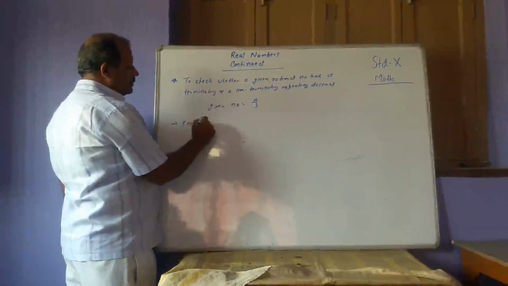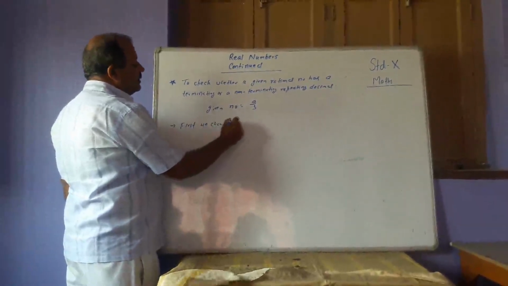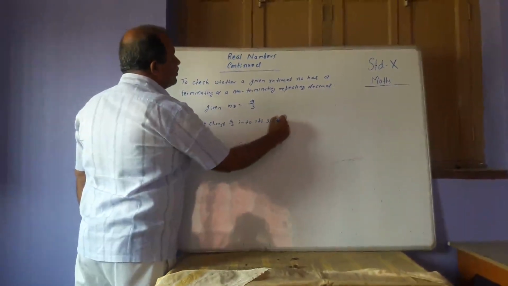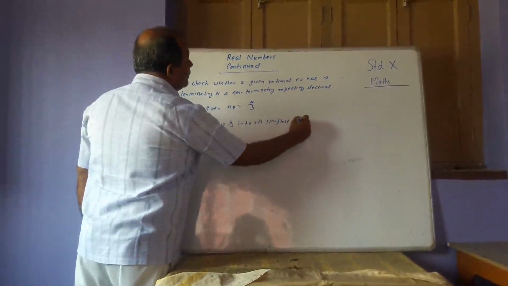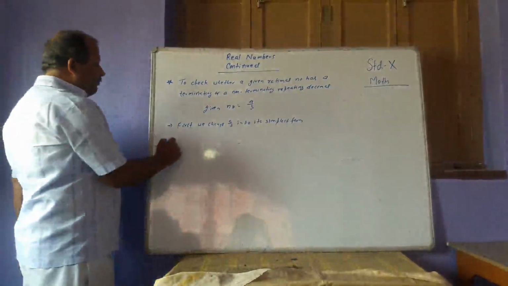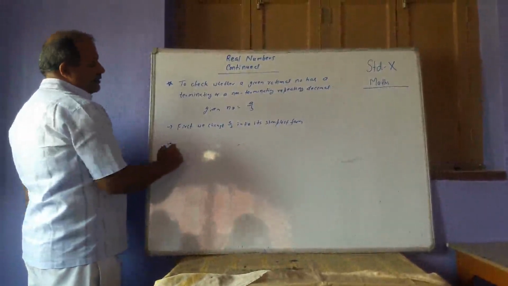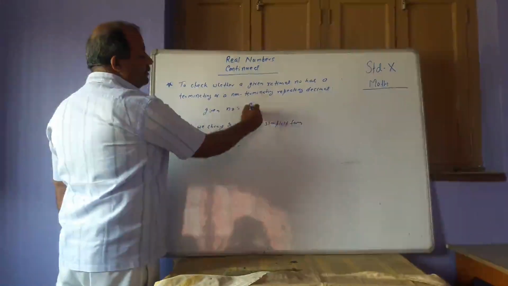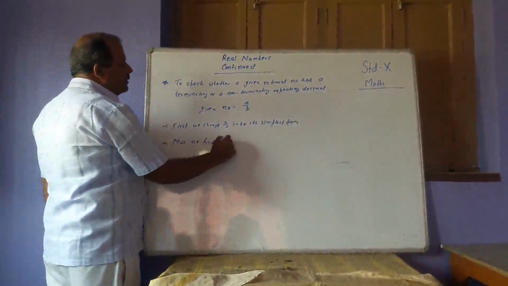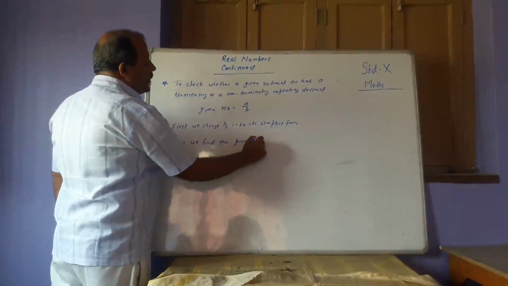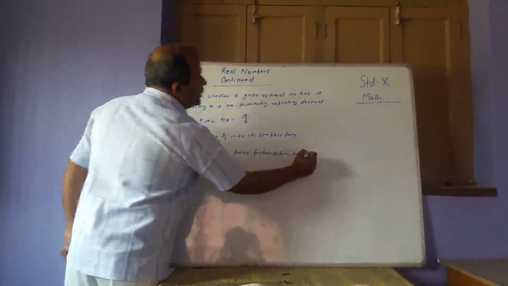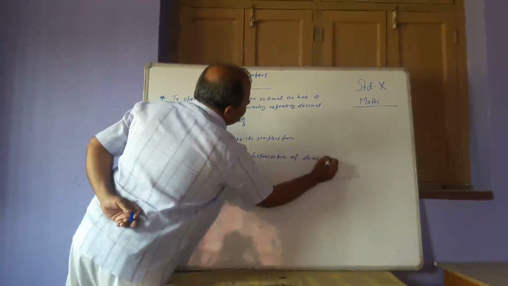First, we change a by b into its simplest form. Then we have to find the prime factorization of b, the denominator. Now we find the prime factorization of the denominator.